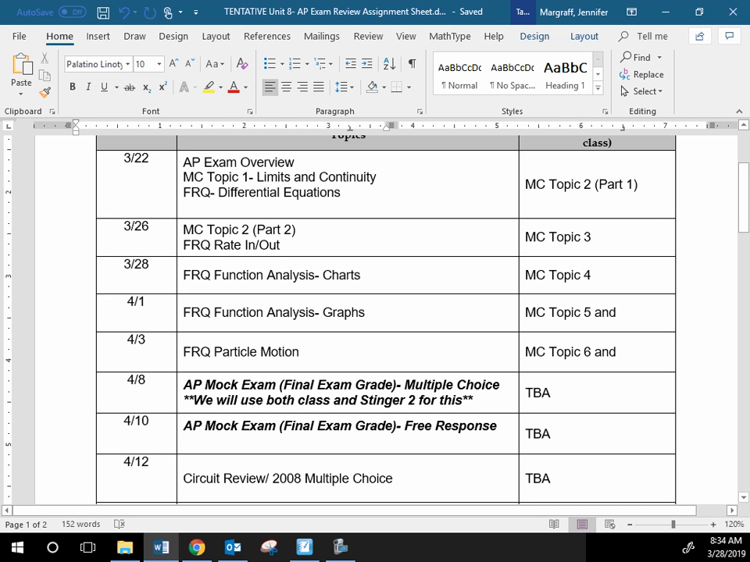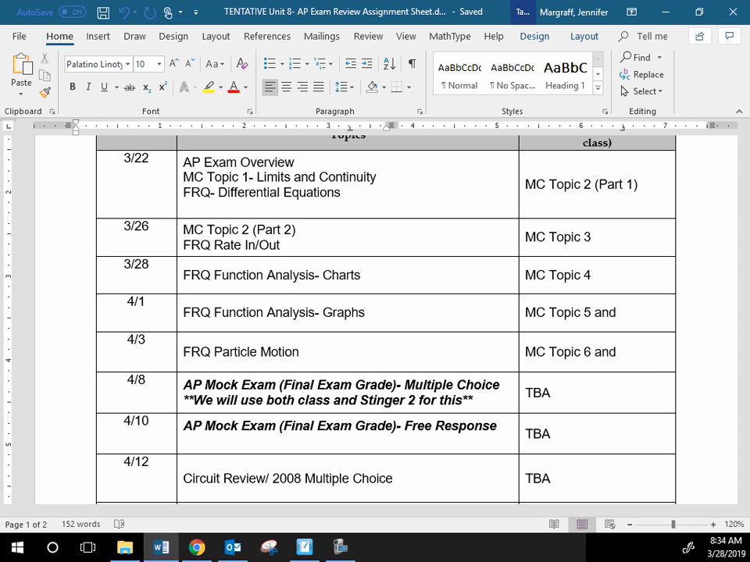All right, so again, this is what we're looking at in terms of pacing. Last class we did free response with grade and grade out, and we did some more with our multiple choice topic 2. Last night we did multiple choice topic 3. Today we'll go over questions on that, and we're going to do free response with function analysis charts. And so our function analysis is a lot of the justification stuff.